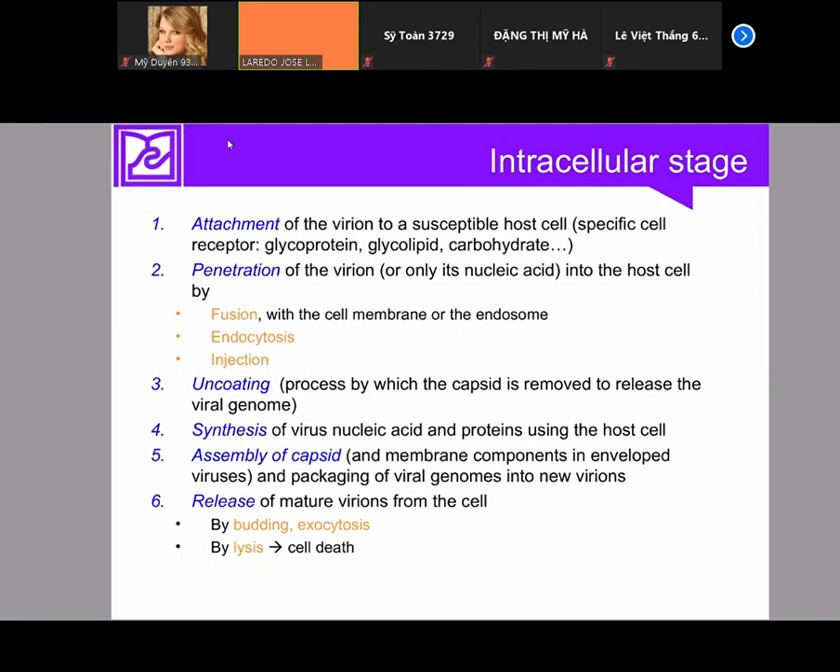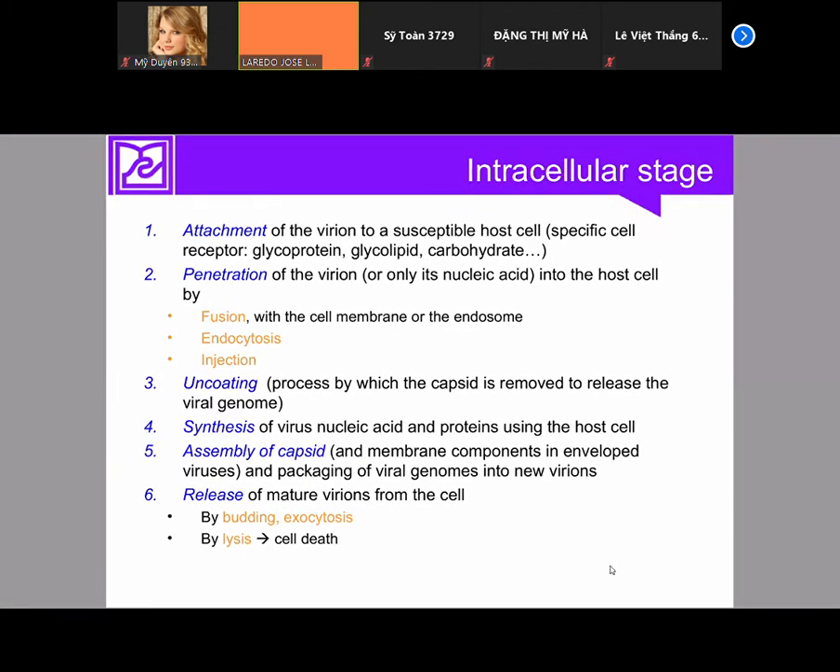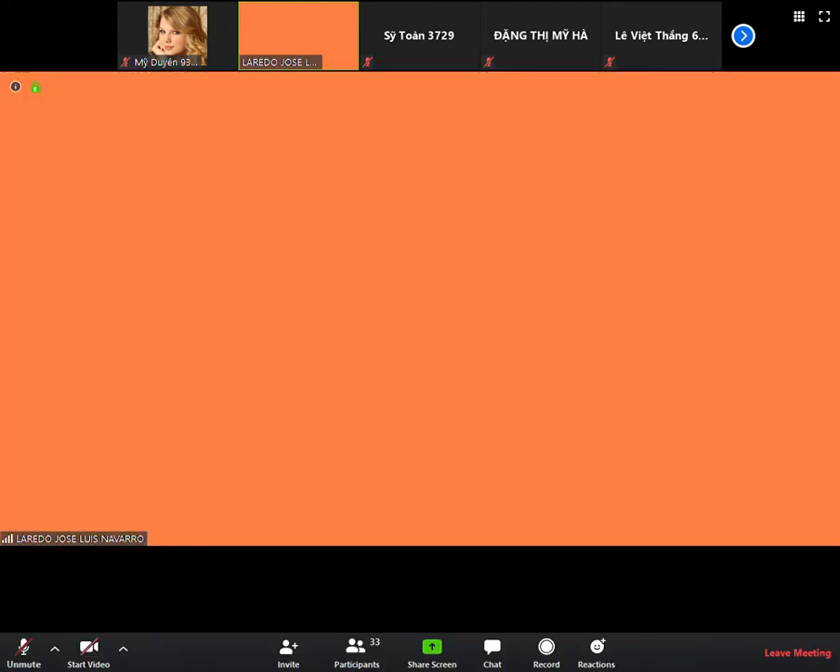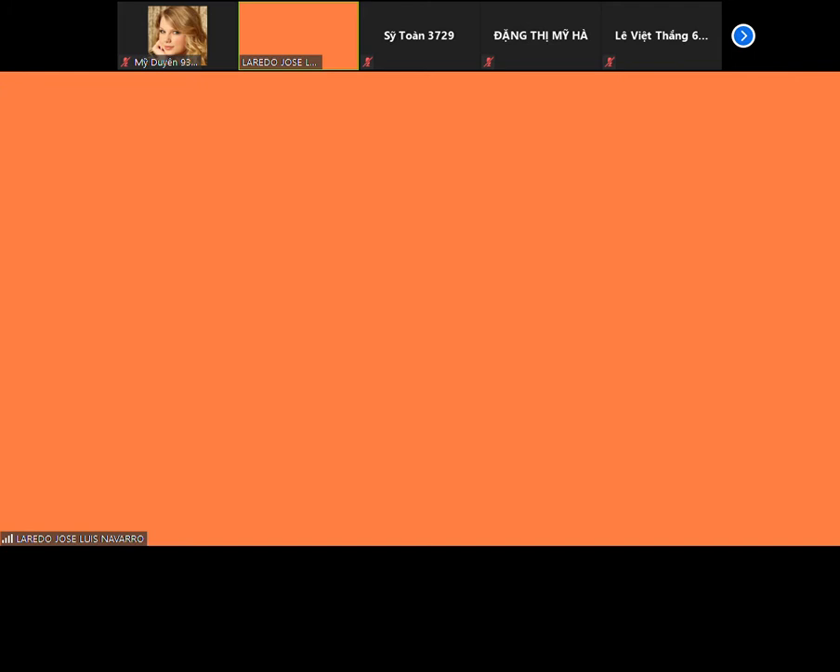We are going to focus now in the first step, in attachment. So wait a moment. Wait a moment, because I have to open the PowerPoint. So look. So we are here.